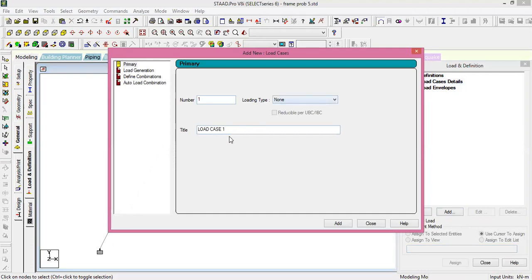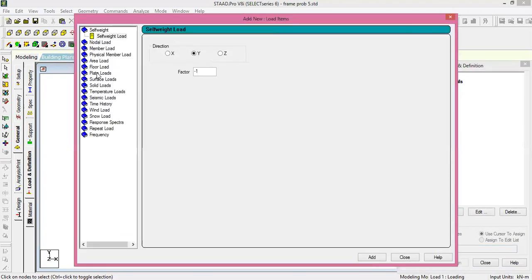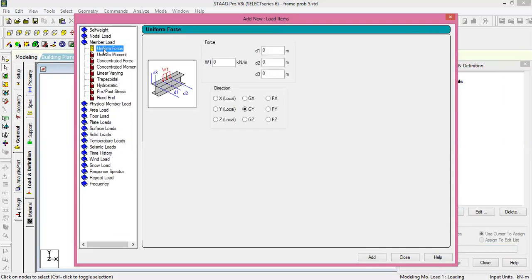Add primary none. You can take this as loading, or you can leave it as it is. Add close loading. So we have two loads here. One is the UDL acting on member 1, 2, the member between the joint 1, 2. The force is minus 3 kilonewton per meter.